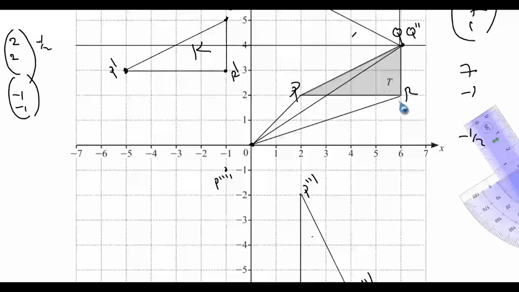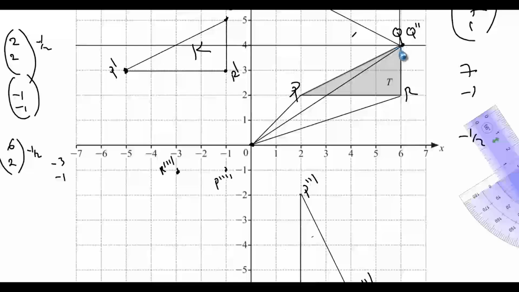Then for point R, let's count from the center of enlargement, 1, 2, 3, 4, 5, 6. X equals 6. Then y equals 1, 2. Y equals 2. If you multiply by minus a half, it will be -3 against -1. From the center of enlargement, -3 will be 1, 2, 3. Then minus 1 will be 1. So we are here. This is R prime prime prime prime.